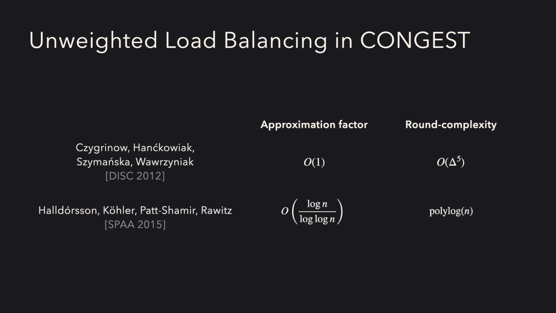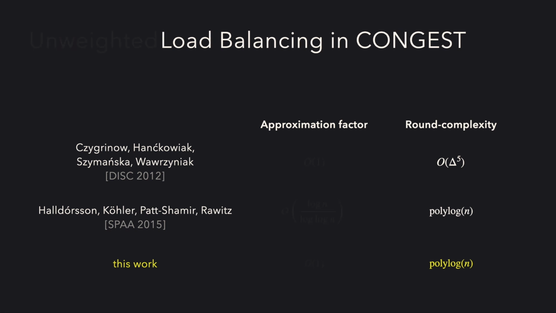The next result, by Haldarson, Kuller, Pachemir, and Rawitz, obtains a log n over log log n approximation factor in polylog n rounds. This is the type of dependence on n we would like in the round complexity for non-bounded degree networks. We obtain the best of both of these results for non-bounded degree graphs, a constant factor approximation in polylog n rounds.